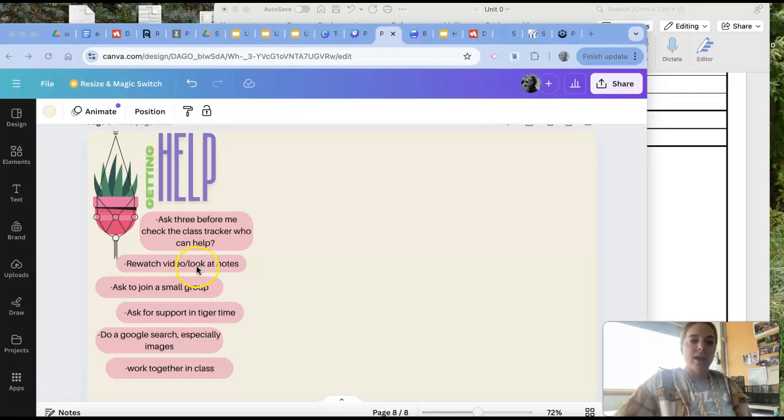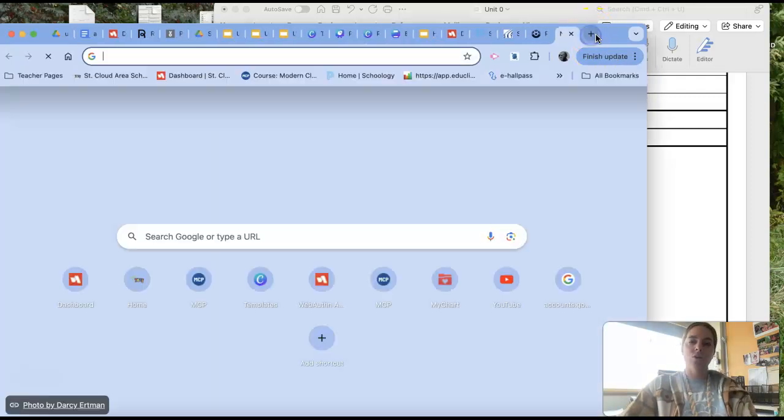And you could rewatch the video, look at your notes. This is an excellent thing. People sometimes don't want to rewatch, but it is necessary to find some information if you don't understand. You could ask to join a small group. You can ask for support in Tiger Time. Sometimes doing a Google search, especially images, is a great way to get some knowledge. You could work together with someone in class as long as your goal is to learn.